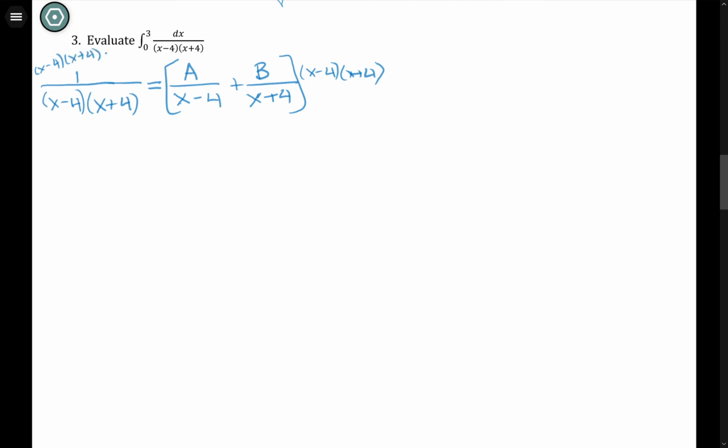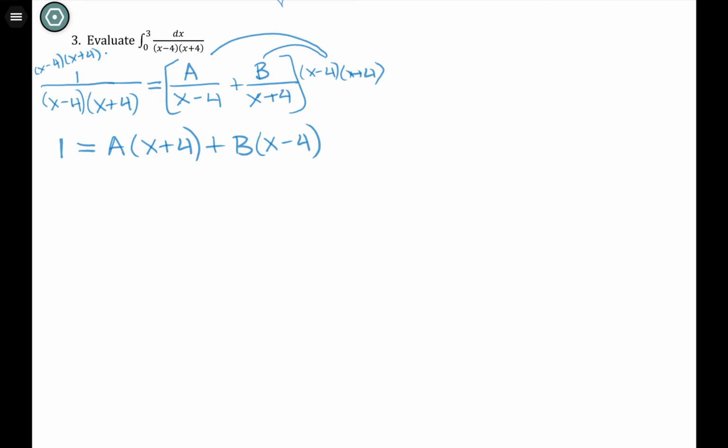And what happens is on the left-hand side, I'm just left with the 1. On the right-hand side, when I multiply the a over x minus 4, the x minus 4's cancel. I'm left with the x plus 4. The b over x plus 4, the x plus 4's cancel. I'm left with the x minus 4. So basically, what's happening here is if we built up a common denominator on the right-hand side and then just crossed out all the denominators, we're comparing the two numerators. We want them to be equal.